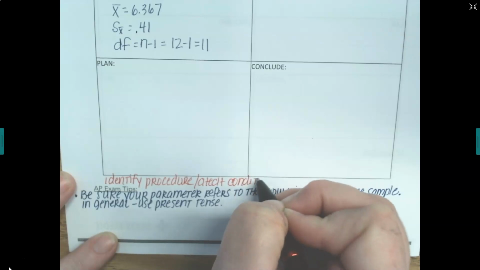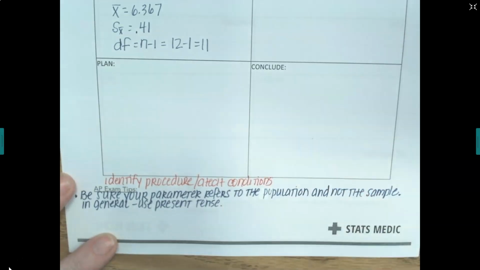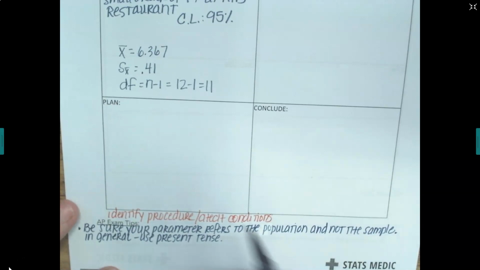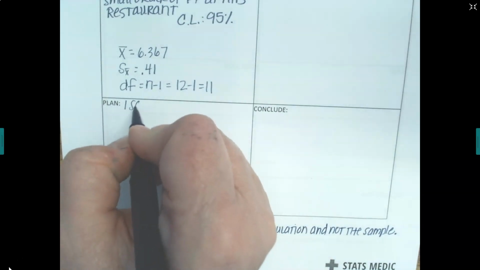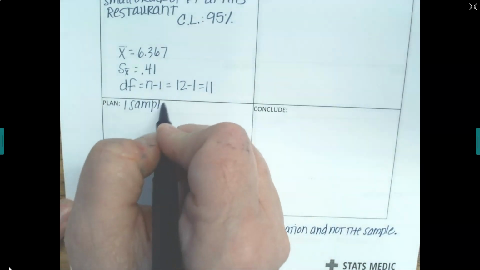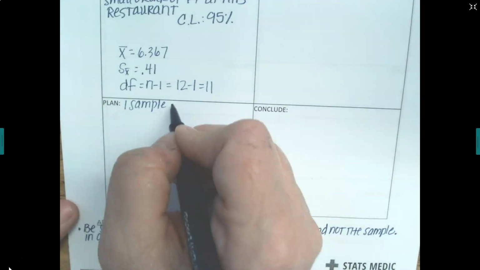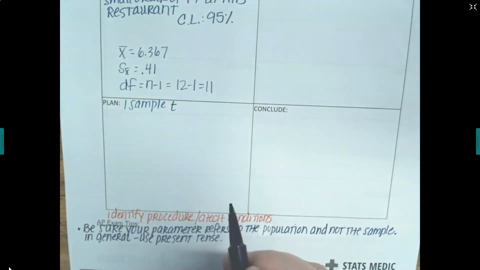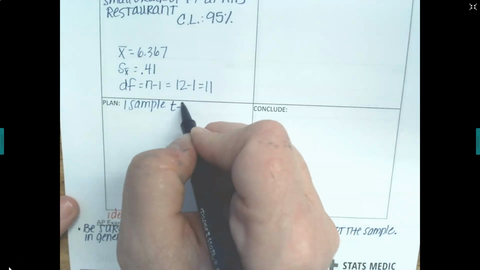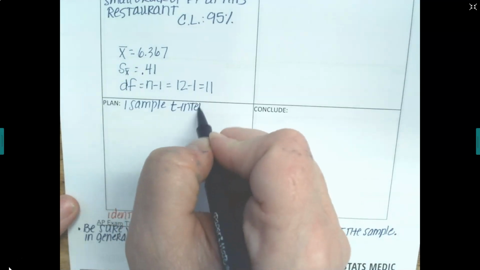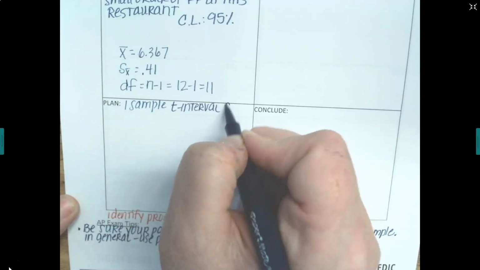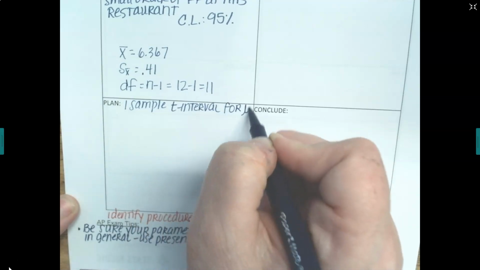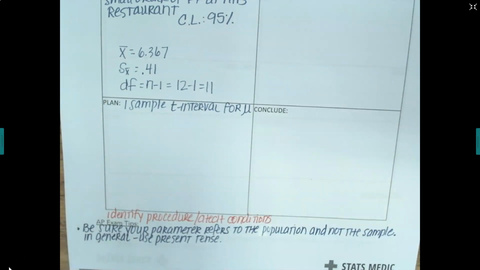So our procedure here, it's one sample of 12. So this is a one sample. It's a means problem, so it has to be a t interval, because we're creating a confidence interval for mu, because that's what we're trying to estimate.